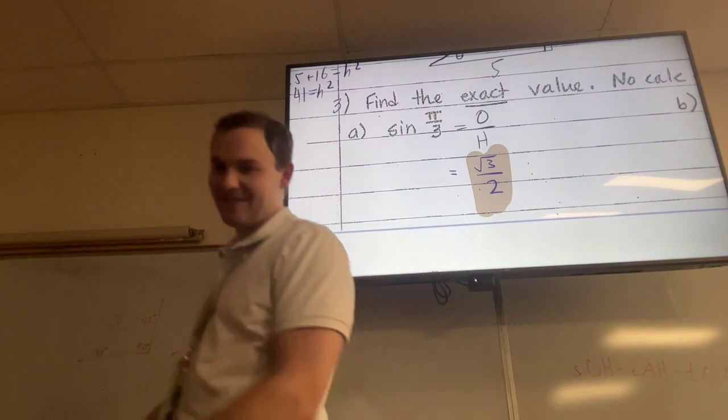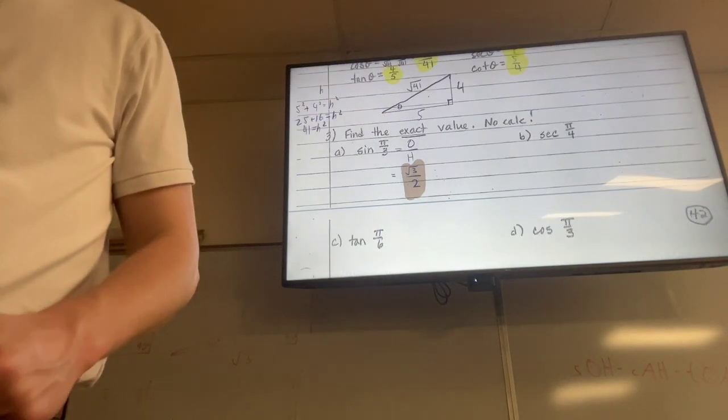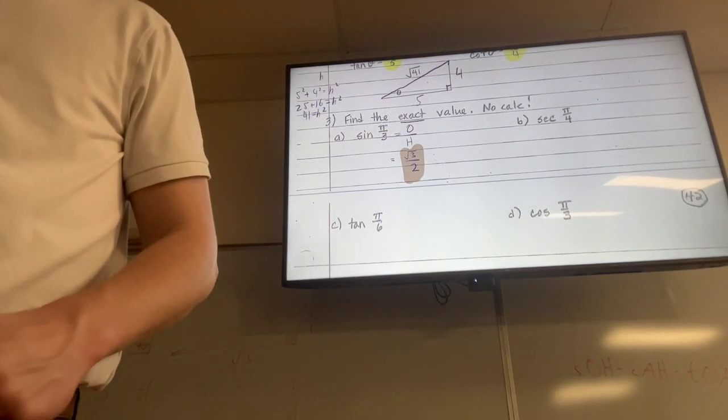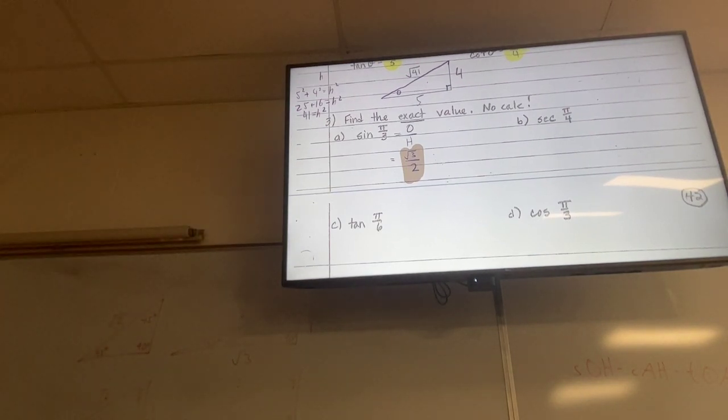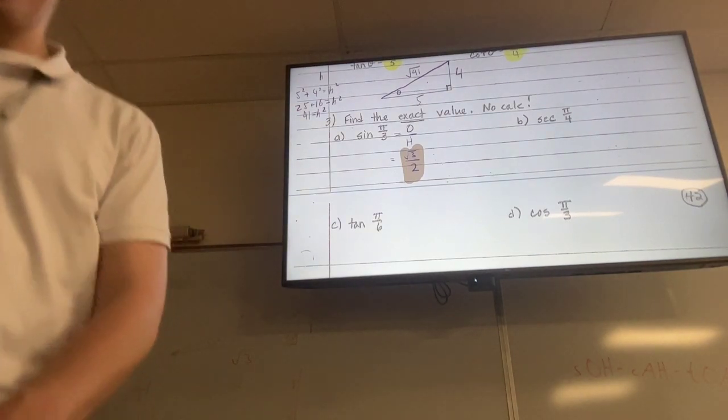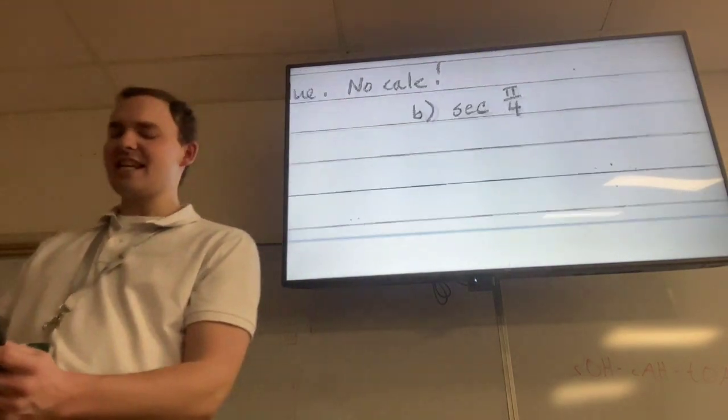SOHCAHTOA. Okay. Wait, for the 90, do you just choose which one you do? For the sine or cosine of a 90-degree angle, we'll get to that. We're not going to get to that yet. That's a really good question. It's interesting.